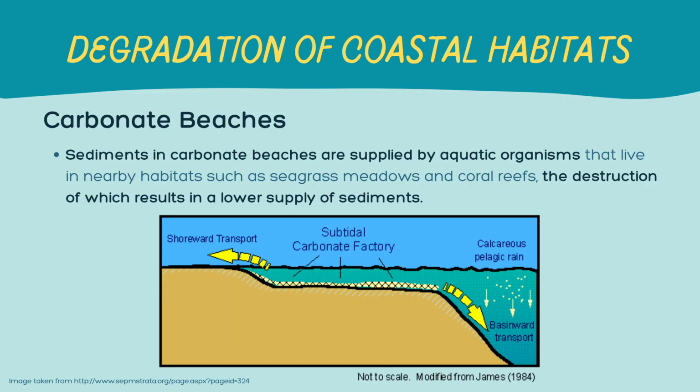In contrast to siliciclastic beaches, the sediments in carbonate beaches are supplied by aquatic organisms that live in nearby habitats such as seagrass meadows and coral reefs, the destruction of which results in a lower supply of sediments.